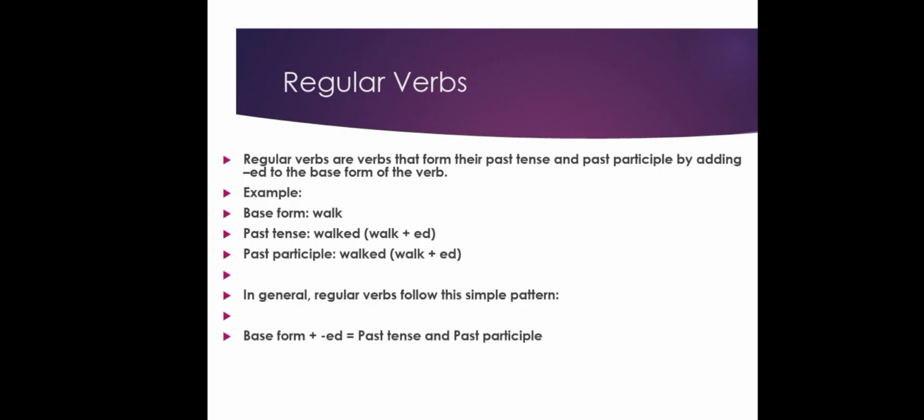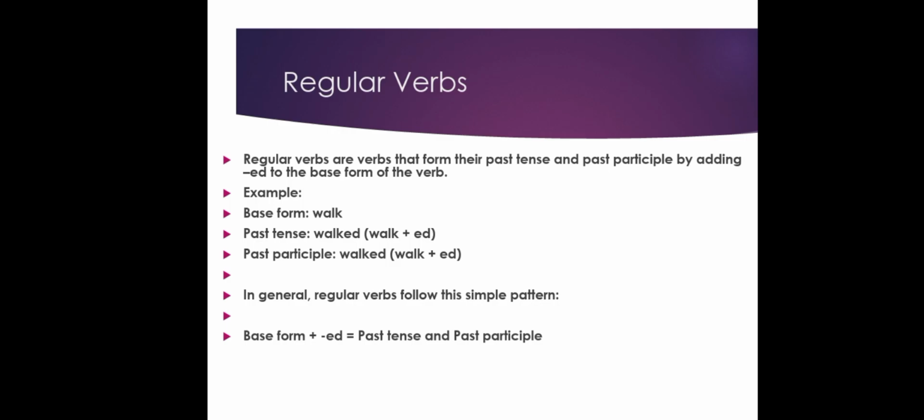Then we have regular verbs. Regular verbs are verbs that form their past tense and past participle by adding ed to the base form of the verb. So, if we add ed to the base form of the verb, then regular verbs will be formed and they are called regular verbs.